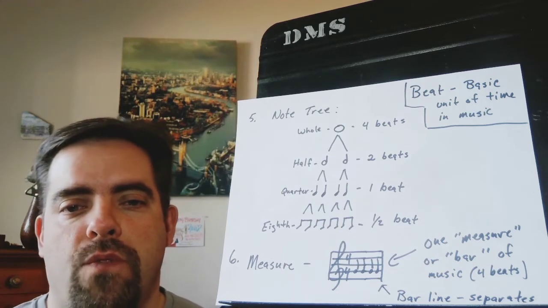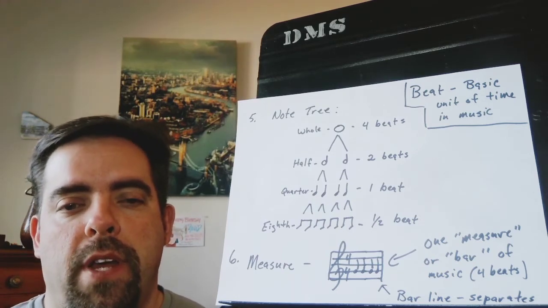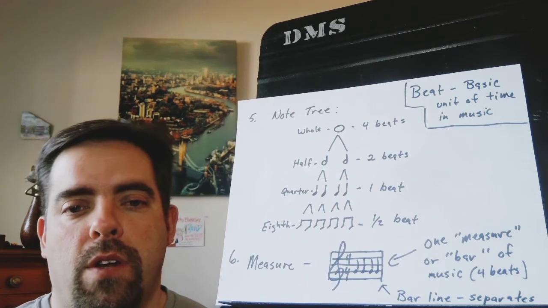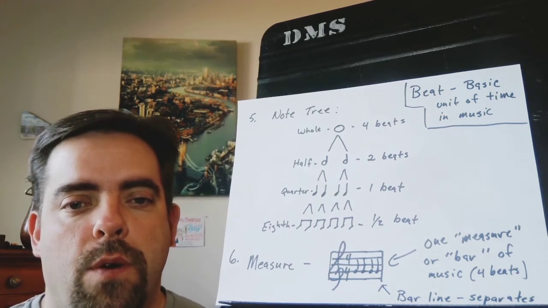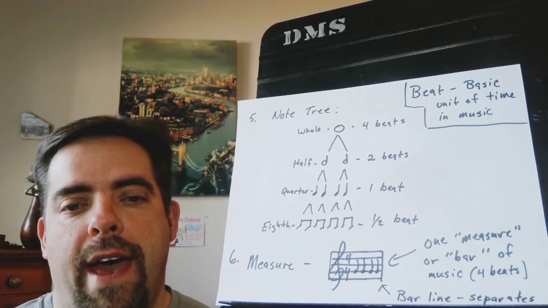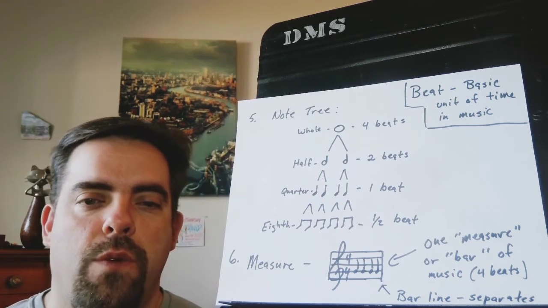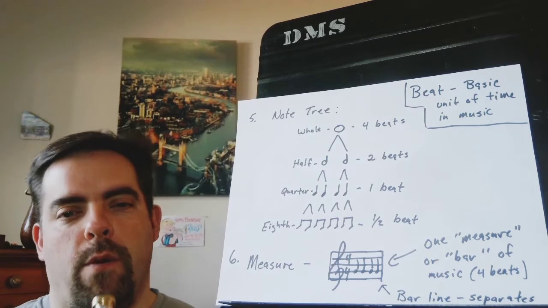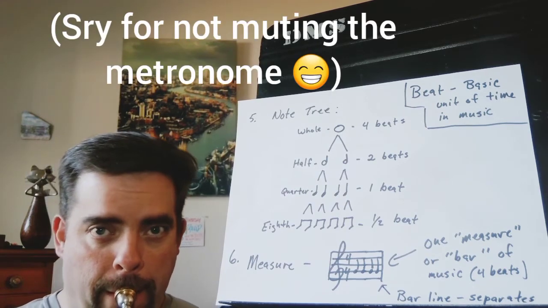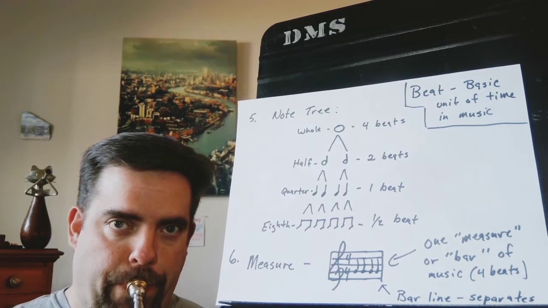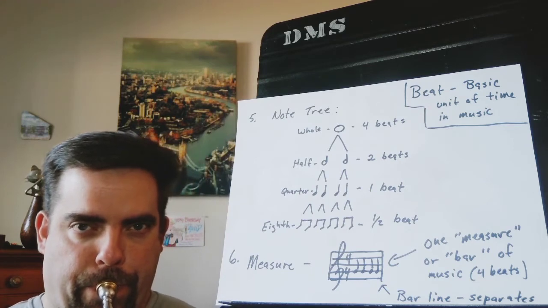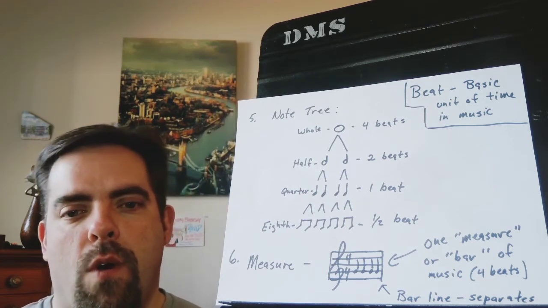Now the last set of notes on the note tree are eighth notes, and you may not see eighth notes for a while in your music, but I'm going to go ahead and show you how to play them. Eighth notes are half of a beat, and so within each quarter note there are 2 eighth notes. So here's how we play eighth notes. And we count them like 1 and 2 and 3 and 4 and.